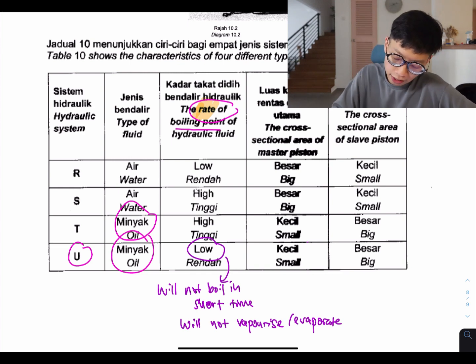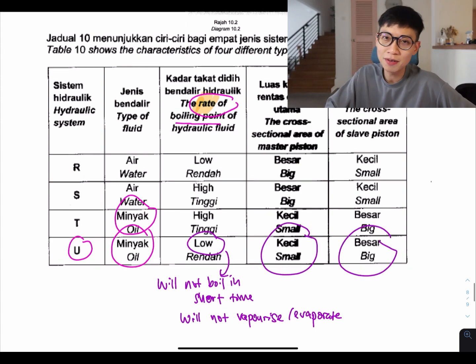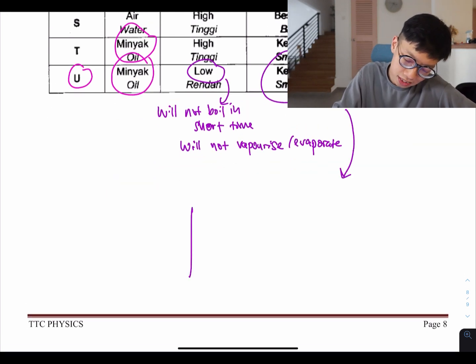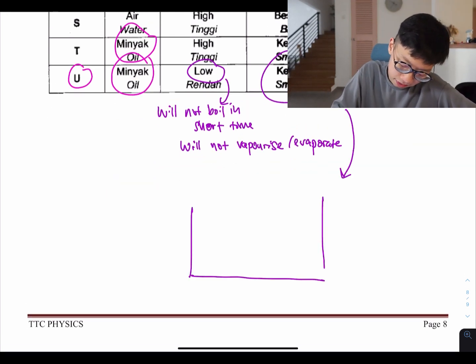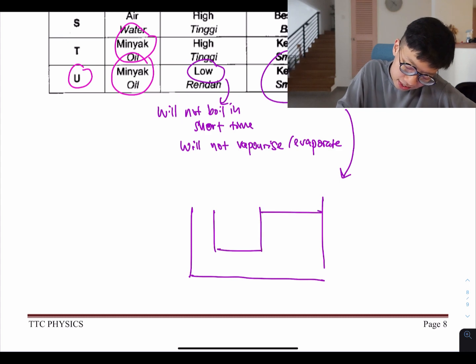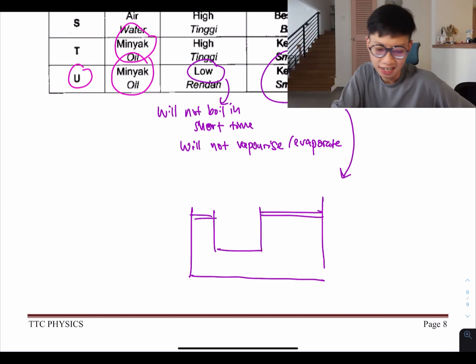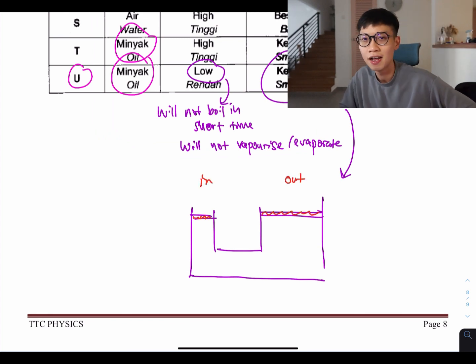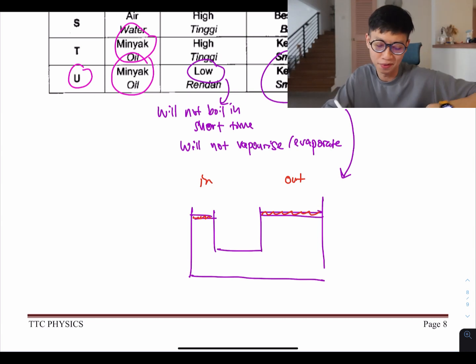Okay. Now, how do we explain why this must be small and why this must be big? Okay, guys, remember, this is a piston. Everybody in this class knows that. Obviously, we want to go from smaller to bigger. The input is small, the output is big, correct? But do you know why, guys? The why is very simple.